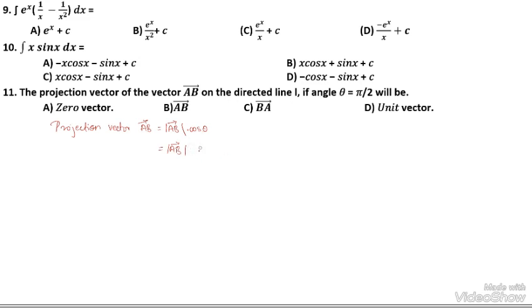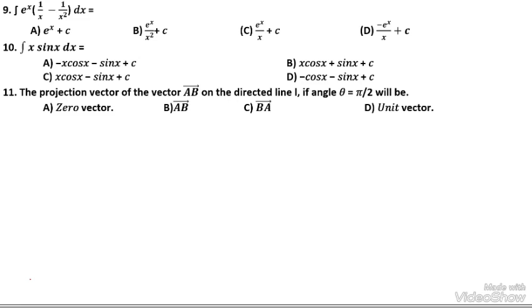I can apply here cos pi by 2. What is the value of cos pi by 2? That is 0. Cos 90, pi by 2 is 90. Cos 90 will be 0. So 0 into anything will be 0. Therefore, the projection vector of AB is 0 vector. The option number A is correct.